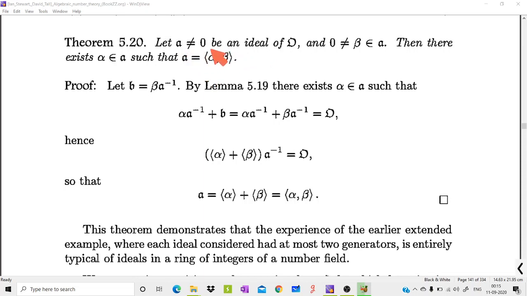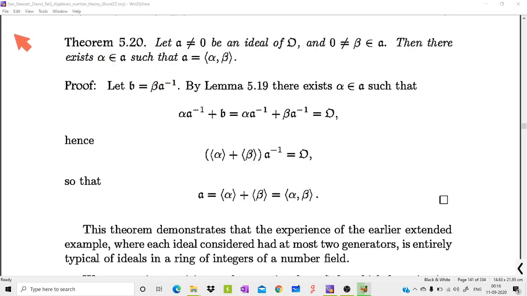This is the result. So we start with the non-zero ideal A, and we will find B belonging to A. Corresponding to any B belonging to A, we can find alpha such that A is generated by exactly these two elements. So we start with the lemma.